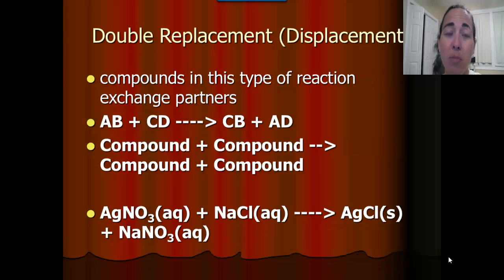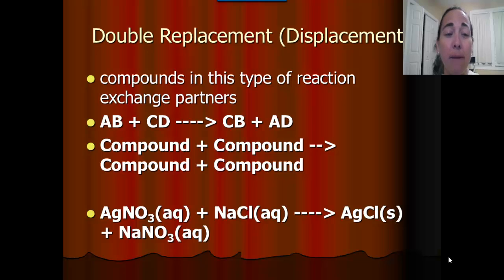The fourth type of reaction is a double replacement or a double displacement. These are going to be the most complicated reactions of the four types. And I say complicated, they're really not, they're just the longest ones, I suppose. You have two compounds as reactants and two different compounds as products. So what happens is the two parts of the compounds are going to switch places. It's kind of like a square dance.